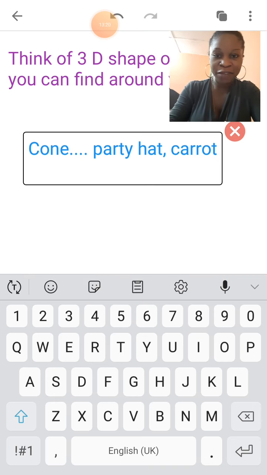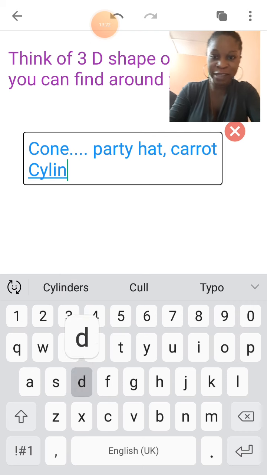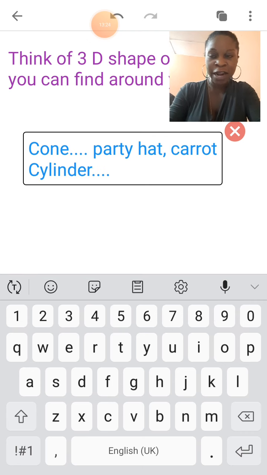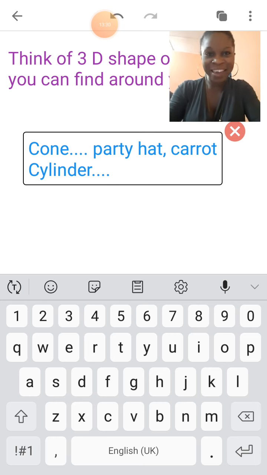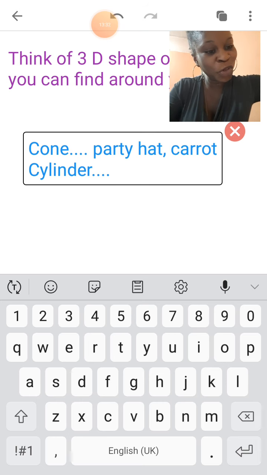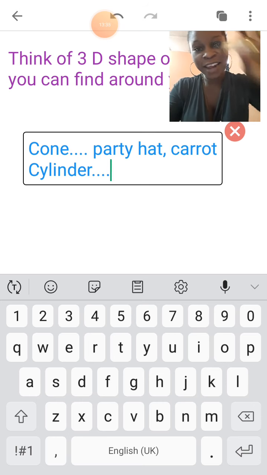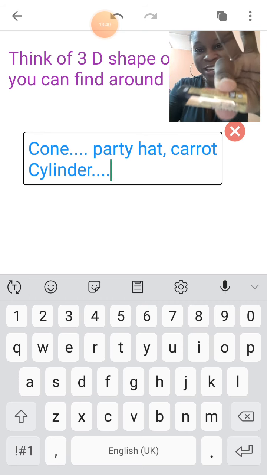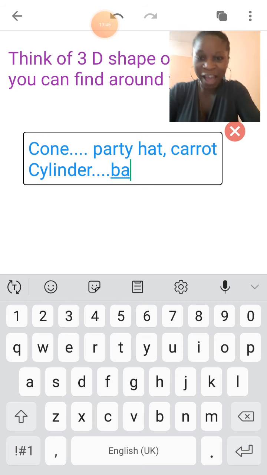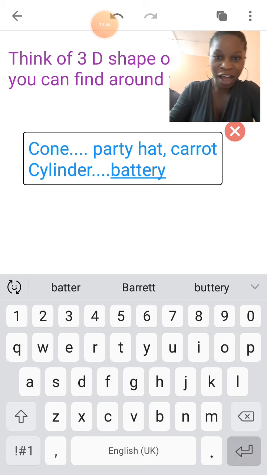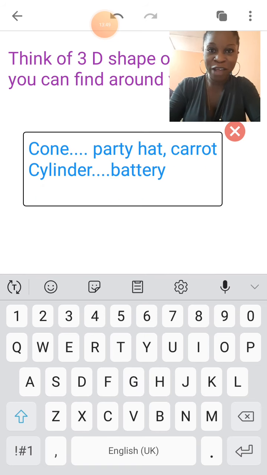Also, let me see another example for a cylinder, a 3D shape. What's on my table? Okay, I just remembered something. Let me show you before I tell you the name. I'm trying to bring it up. Ta-da! What's that? It's a battery. So a battery can also serve as a cylinder. Okay, I won't tell you more. Go and search for more.